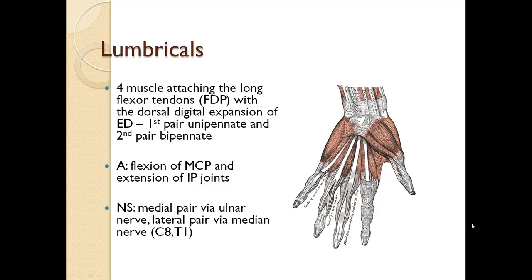The actions of the lumbricals are that when they contract, they will produce flexion of the metacarpophalangeal joints, but because of their attachment into the dorsal digital expansion, they create extension of the interphalangeal joints, and they classically lead to the development of a grip known as a lumbrical grip. This is where the fingers are held extended and held along the line of the object that we're holding.